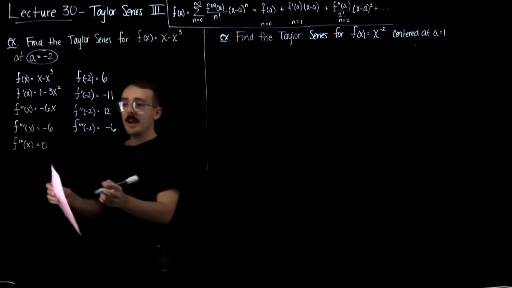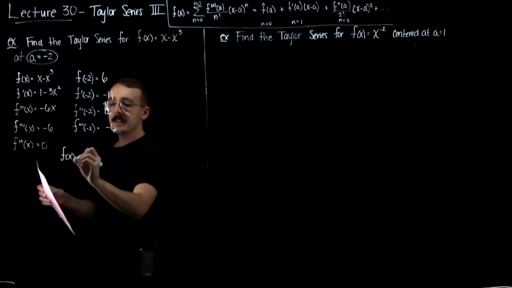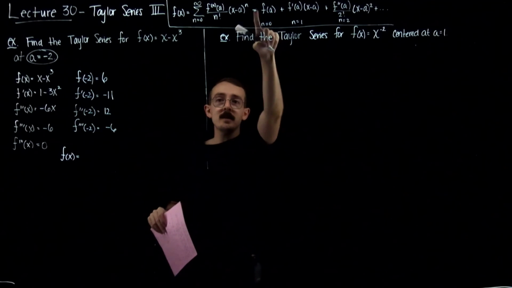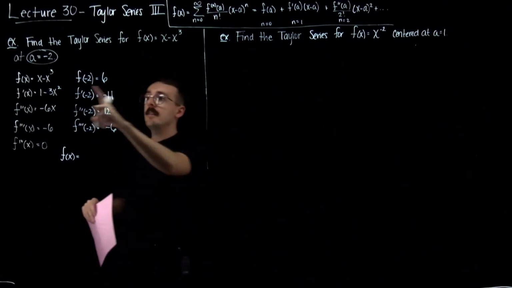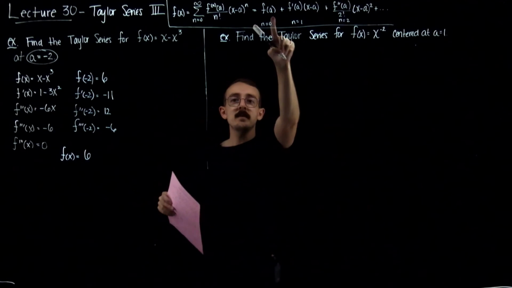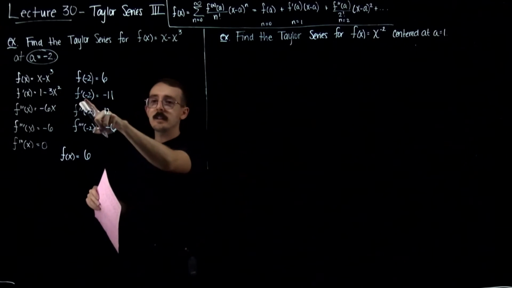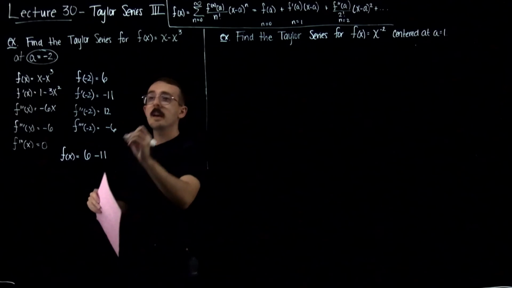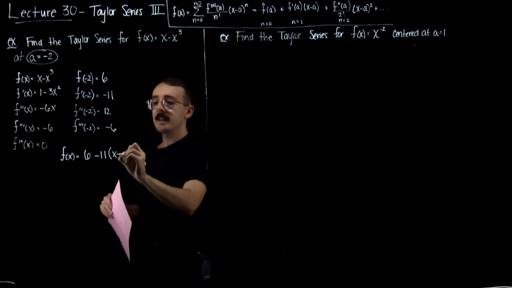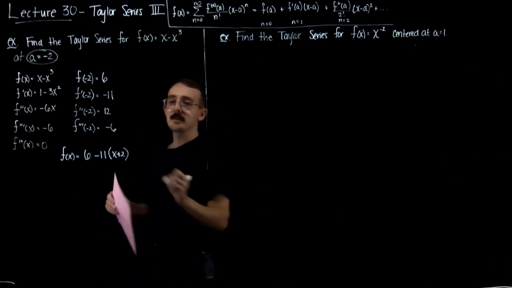So now I'm going to go ahead and write out my formula. The Taylor series is, so this is f of x is, my first term is going to be f of a. So f of a was 6. Moving right along, I move to the next one. f prime of a is right here. It's -11. And then I have to do times x minus, and then it's a -2 for my center. So actually that's x plus 2 to the first power.